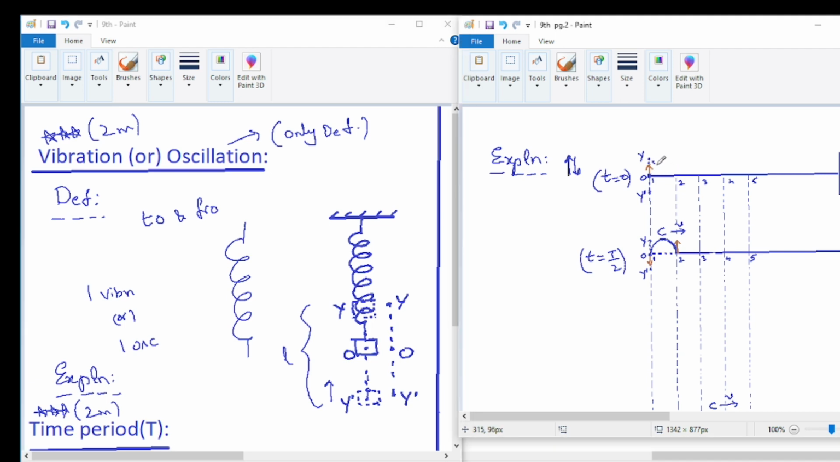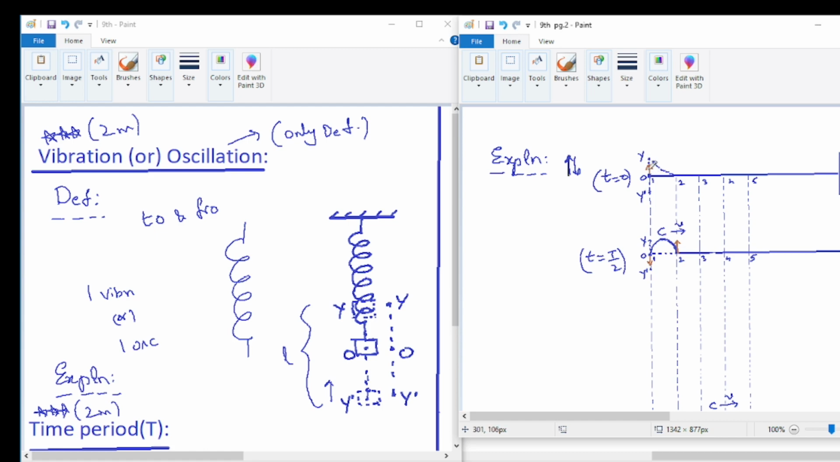It will go like this. The string will become like this. So only for convenience I am drawing. Actually this is not required. I'll just remove it immediately. First we are suddenly moving this particle 1 upwards from the initial position O to point Y, and then again we are moving it back to the same position O.